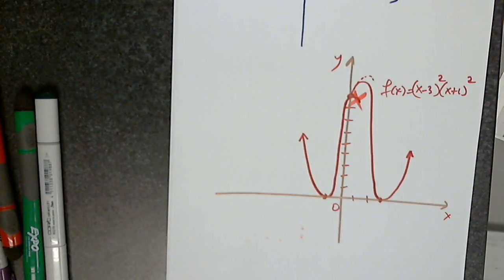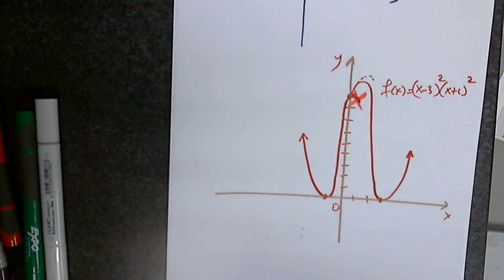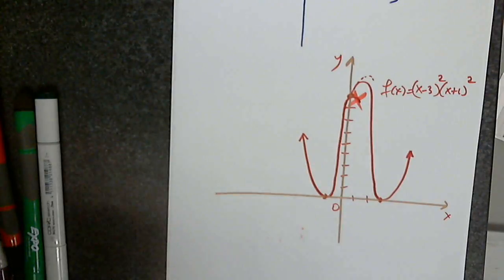So now you can graph on your own degree 5, degree 6. Don't go beyond degree 5 or 6. I'm fine with 5 and 6.